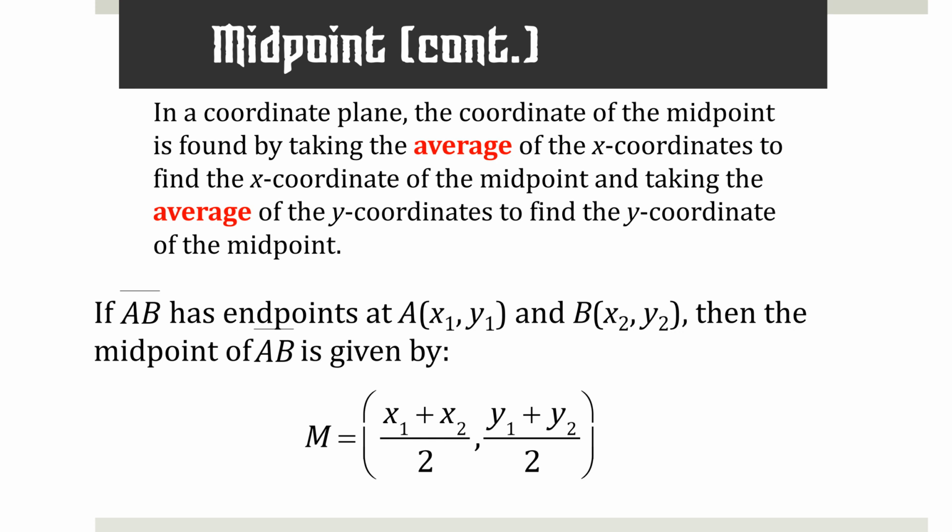We have two x coordinates. Add them up, divide by 2. And so it's an average. Any questions before we take a look at some examples?